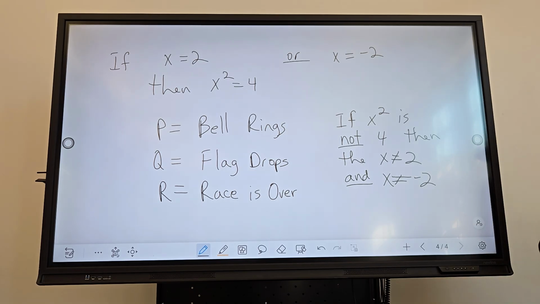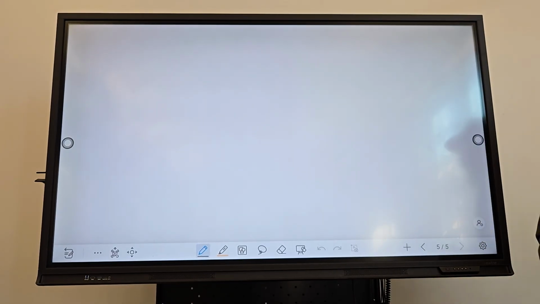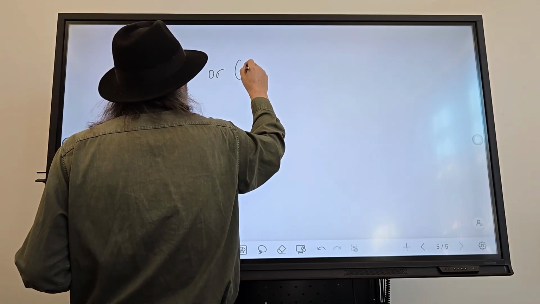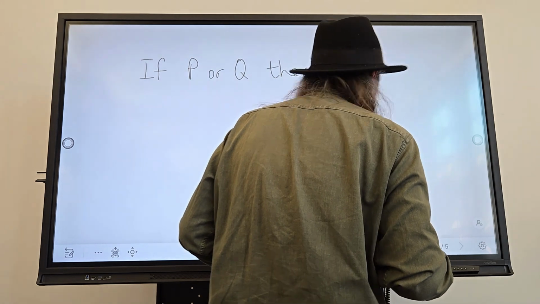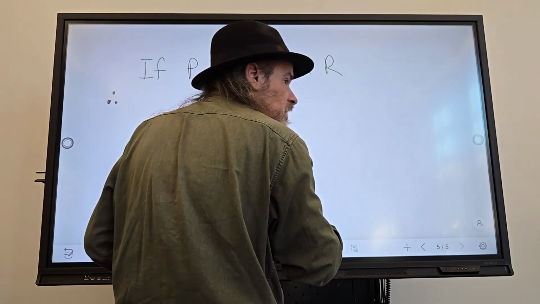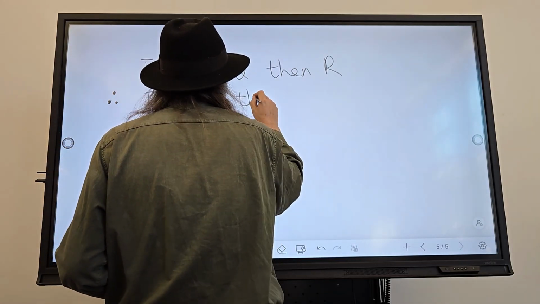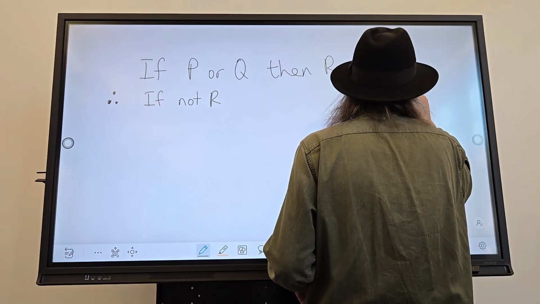Let's see here. So to put it in more simplistic terms, if P or Q, then R. Therefore, we get a little bit of symbology here. If not R, then not P and not Q.